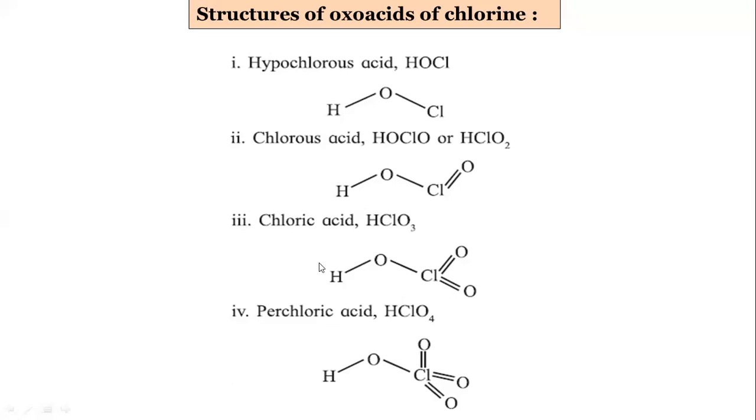These structures can also be asked in the examination for 1 mark or 2 marks. Draw the structure of hypochlorous acid, draw the structure of chlorous acid, draw the structure of chloric acid, and draw the structure of perchloric acid. So these are the oxoacids of halogens.